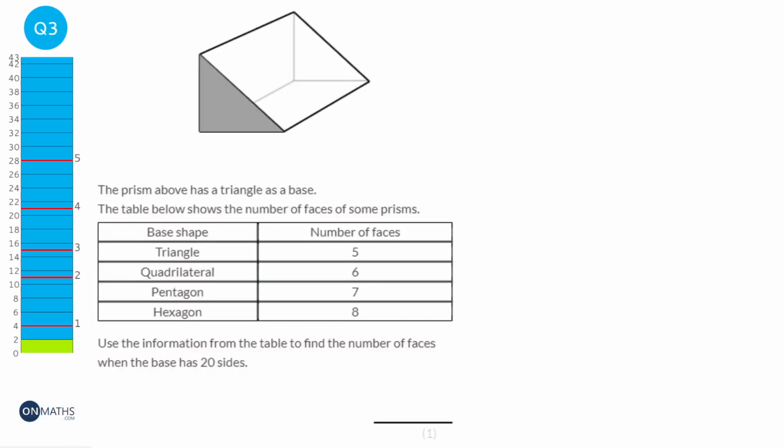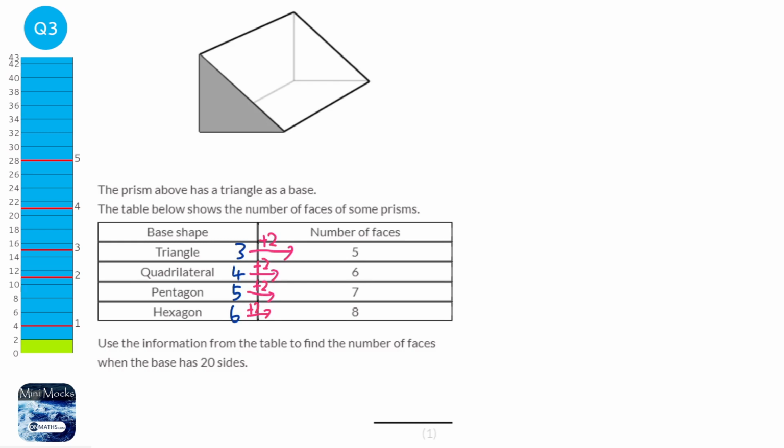Something to realise in this table we're given in this question is that the triangle has 3 sides, quadrilateral 4, pentagon 5, and hexagon 6. And that number is just 2 less than the number of faces. So basically, if you've got the number of sides, you add 2. So 4 plus 2 is 6, 5 plus 2 is 7, and 6 plus 2 is 8.